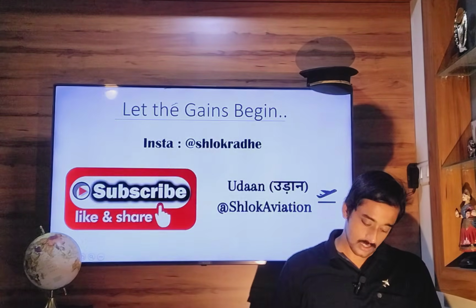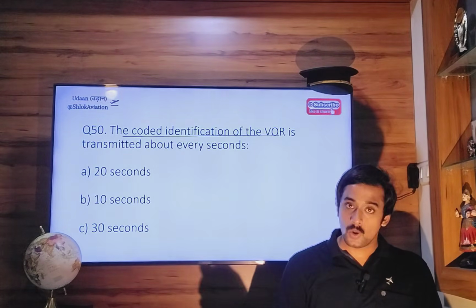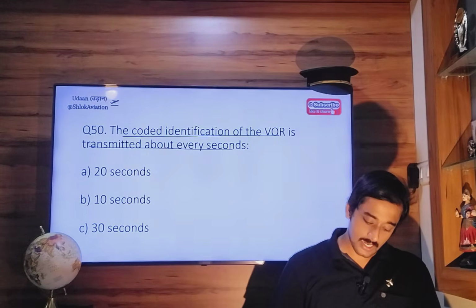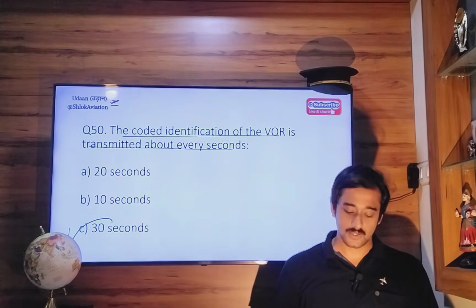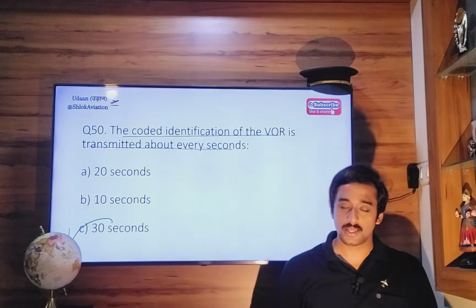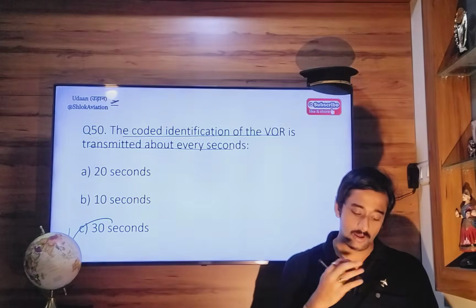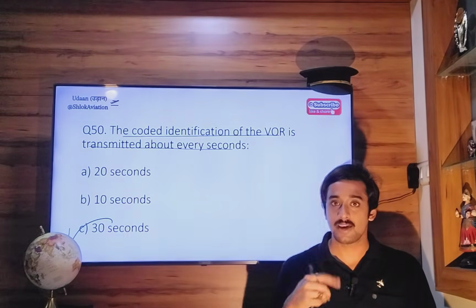Next. Coded identification of VOR is transmitted every how many seconds? The coded identification of the VOR is transmitted about every 30 seconds. So you will hear this VOR identification thrice every 30 seconds.